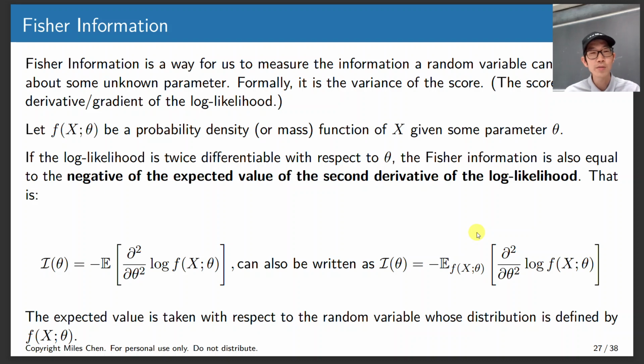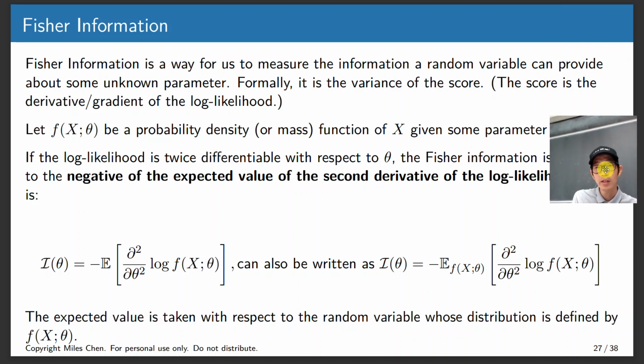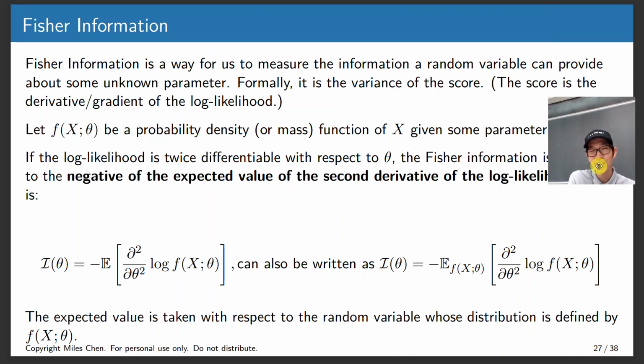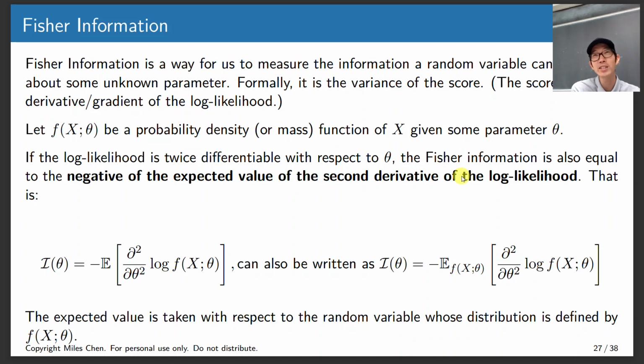Okay, so the Fisher information is a way for us to measure the information a random variable can provide about some unknown parameter. Now, the formal definition of the Fisher information is that it is the variance of the score, and the score is the derivative or the gradient of the log likelihood. So you're asking, what is the variance of the gradient of the log likelihood? That's one definition of the Fisher information.